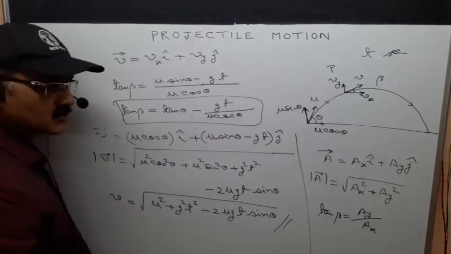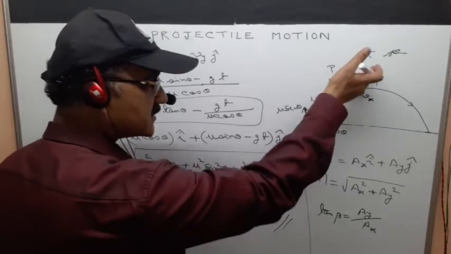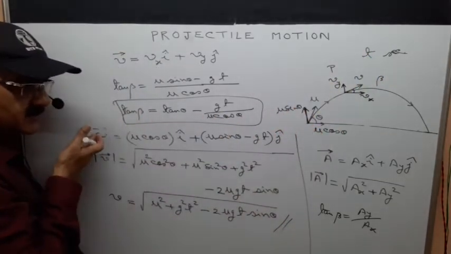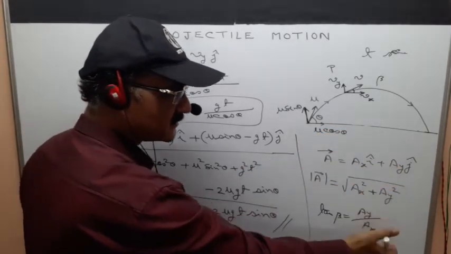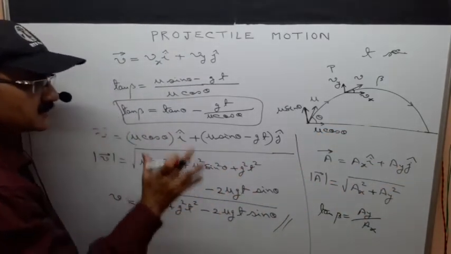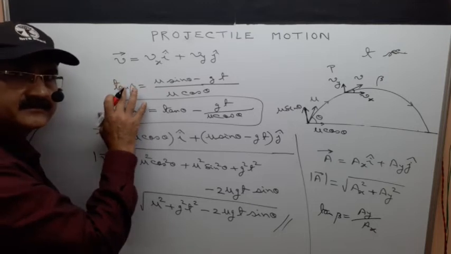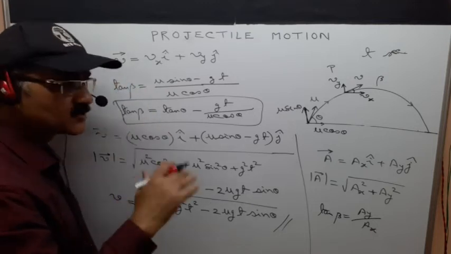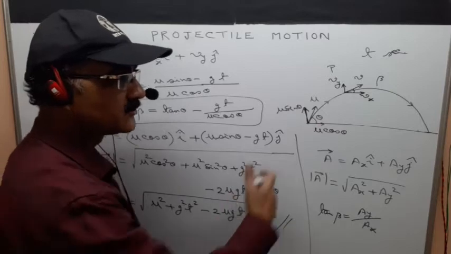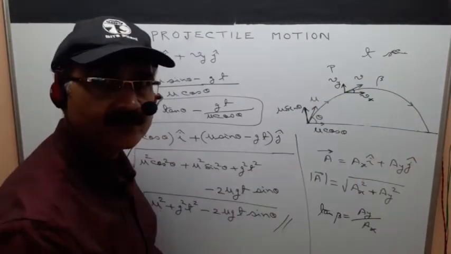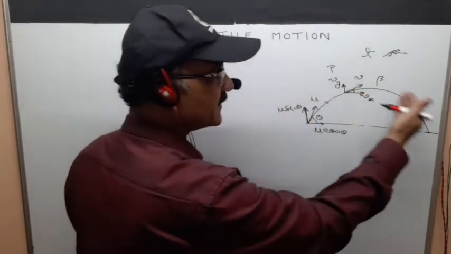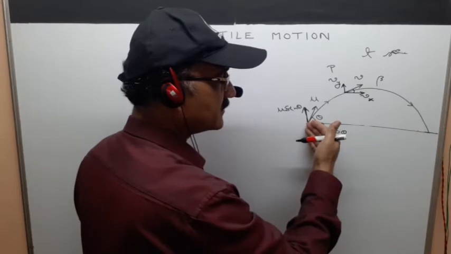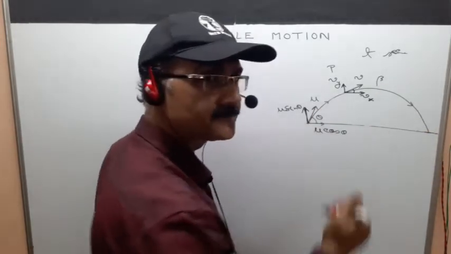Clear? So once you put this velocity in the vector form, you can easily use your knowledge of vector to find its magnitude, to find its direction. Clear? So this is one part of our study, what we want to find here. Now we want to find the time of flight. How long it will take to go from here to here.